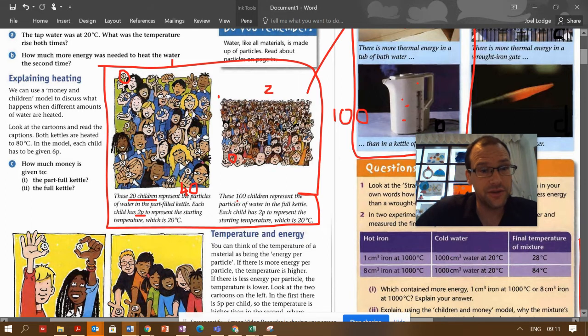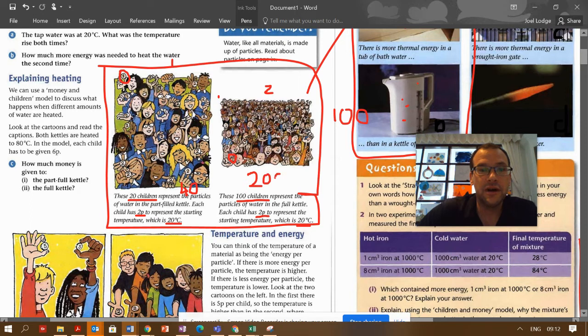Now, if we look at this beaker, we have more particles. We have 100 children. Okay, so many more particles. It's a bigger beaker of water. Still, each child has the same amount of energy per particle, so 2 baht or 2p. So we can say they're the same temperature because each child has got the same average energy per particle. Now let's work out the total energy, 100 times 2. Work that out. Nice and easy.